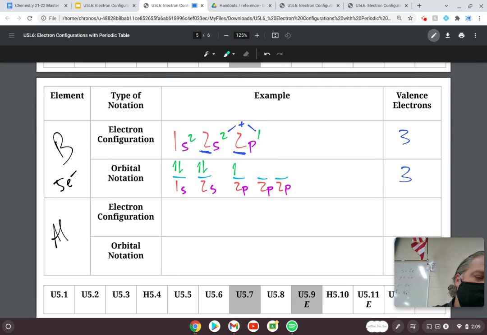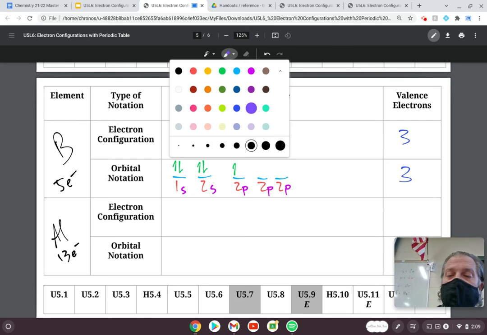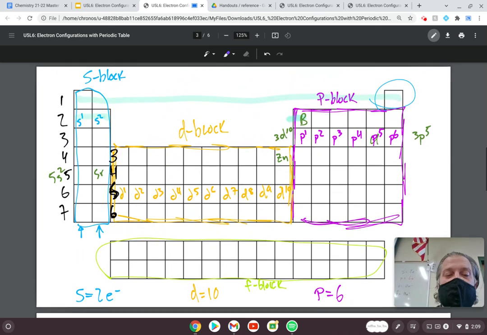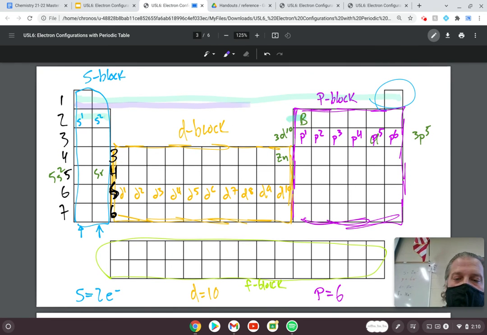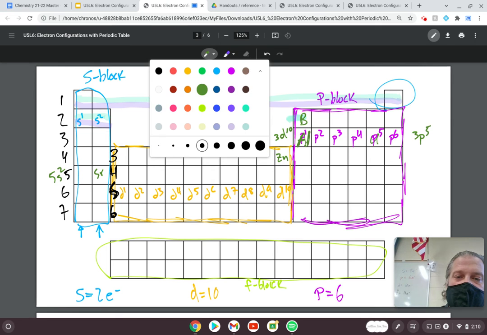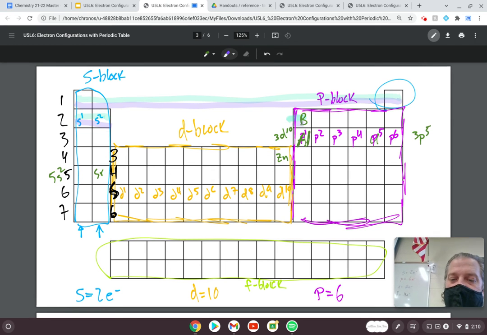The next one we'll do is aluminum, which has got 13 electrons. So I'm going to go back up to my marked up periodic table, and I'm going to start in the first row, and I'm going to go 1s2, 2s2. Oh yeah, we're doing aluminum, so I'll fill that in, right? So this is aluminum right here. Okay, so yeah, back to 1s2, 2s2, 2p6, 3s2, 3p1.